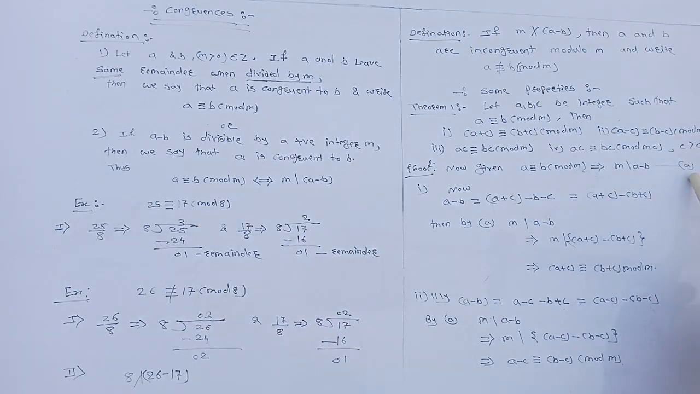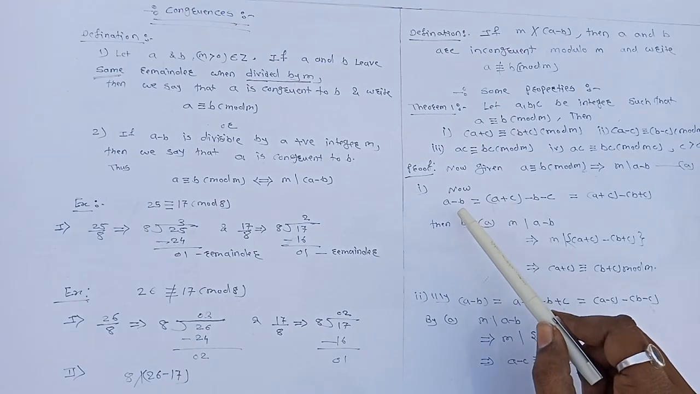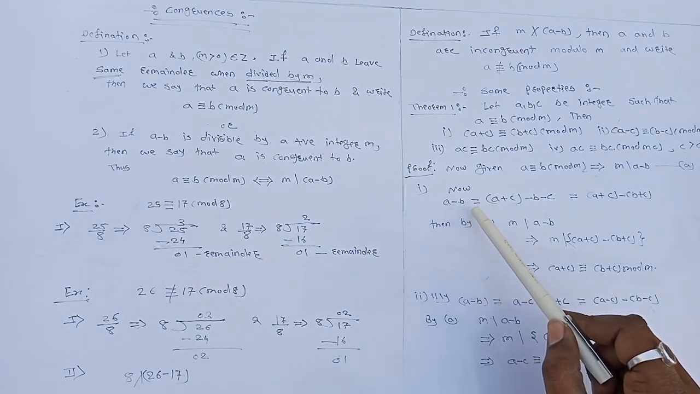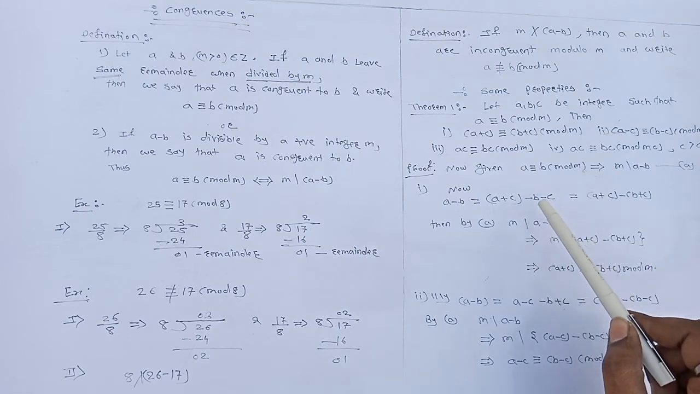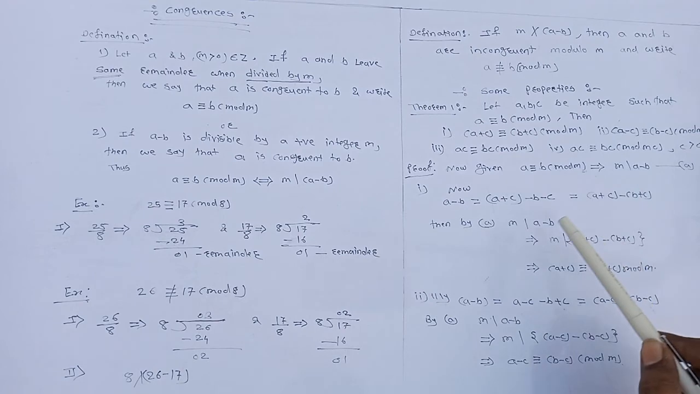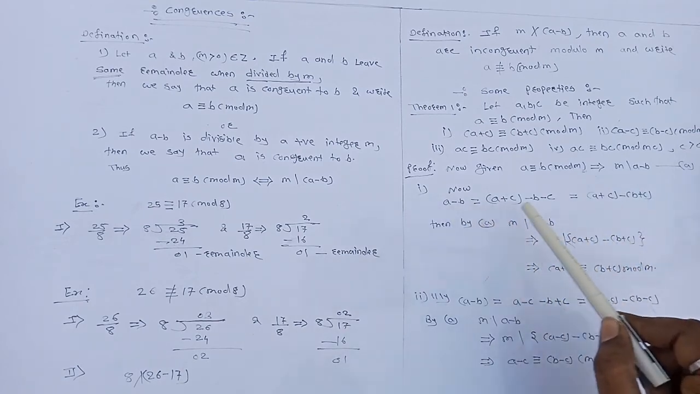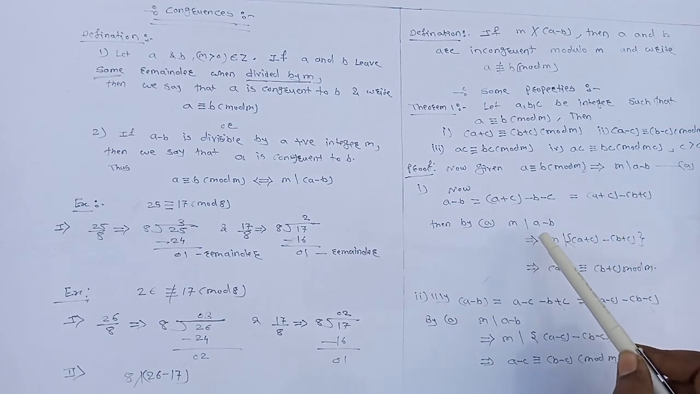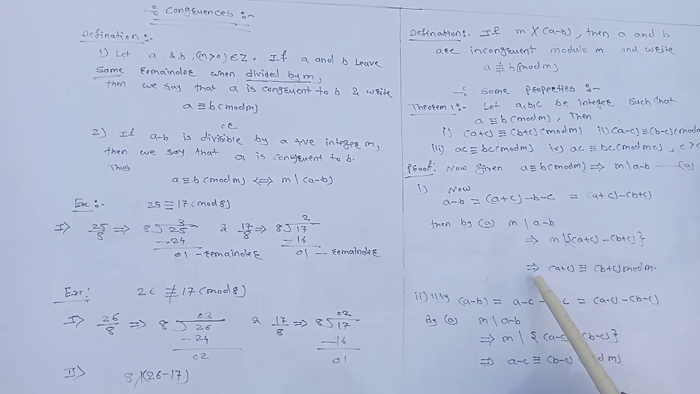Now to prove the first, A minus B can be written in this way: A plus C minus B minus C, that means add C and subtract C, you will get A plus C minus B plus C. Now by equation A, M divides A minus B, and A minus B is equal to A plus C minus B plus C, that means M also divides A plus C minus B plus C. By the definition of congruence, if M divides any difference, then we can say that A plus C is congruent to B plus C mod M. Hence this is proved.